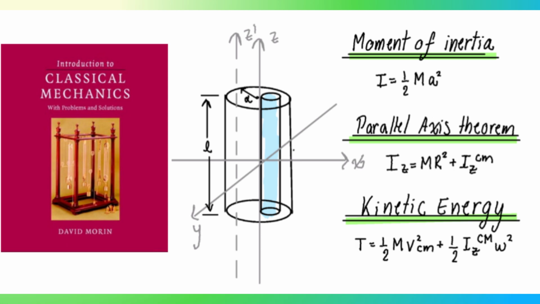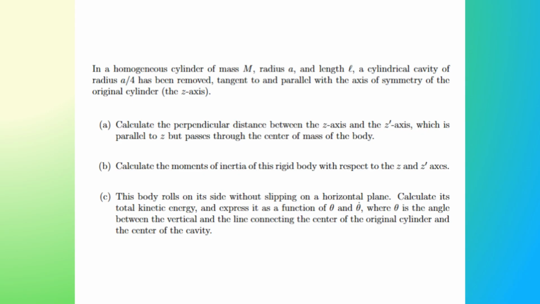Hi, so today we're going to look at a really relevant problem, especially in classical mechanics, because it shows how the way mass is distributed can completely change how a body rotates. We're looking at a homogeneous cylinder of mass m, radius alpha, and length L, but with a small cylindrical cavity cut out, tangent to and parallel with its main axis, which is the z-axis. This makes the cylinder non-uniform, which means its center of mass and moment of inertia are no longer obvious.